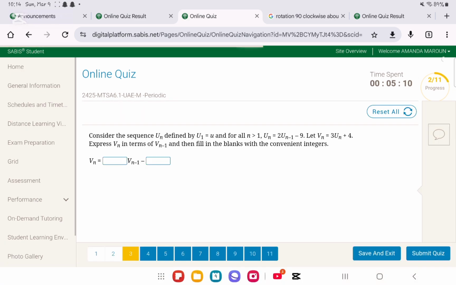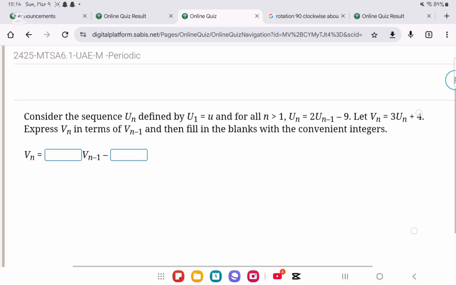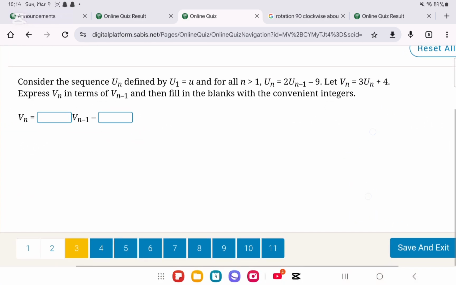We move on to question number 3. This question is a bit tricky, so please do focus on this question. It's tricky, not difficult. It's only you could mess up. So consider the sequence un defined by u1 is equal to u, for all n greater than 1, un is equal to 2 un minus 1 minus n. Let vn equal 3 un plus 4. Express vn in terms of vn minus 1 and whatever.